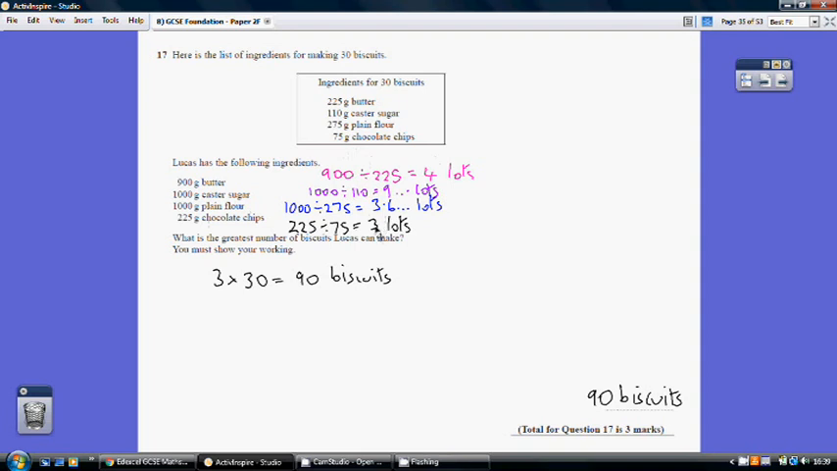So which of these is fewest? Which one of these is really my biggest constraint? Well, it's the chocolate chips. Once I've made 3 lots, I've run out of chocolate chips. So it doesn't matter that I've got more of the other ingredients. I've then got to stop. So I can make 3 lots of the biscuits. 3 lots of 30. 3 times 30 is 90 biscuits.